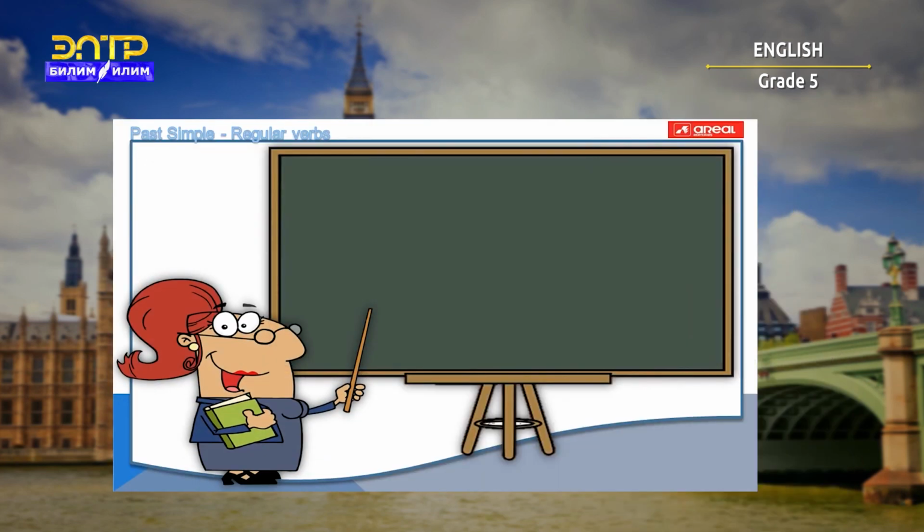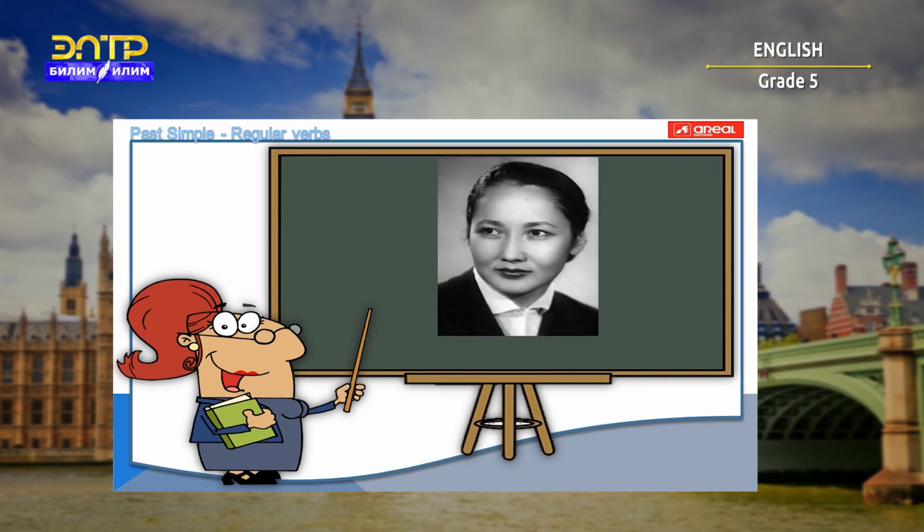Look at the picture. Who is this woman? What do you know about her? Yes, it's the famous Kyrgyz ballerina Bubusara Beishenalieva. Now we are going to listen and read the text about her. To understand this text, you should learn some new words. Look at the pictures, listen, read, and repeat.